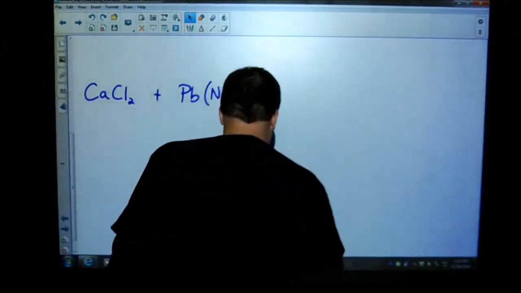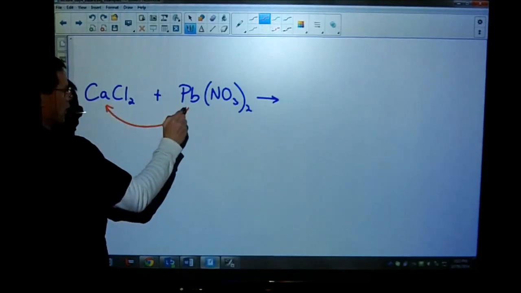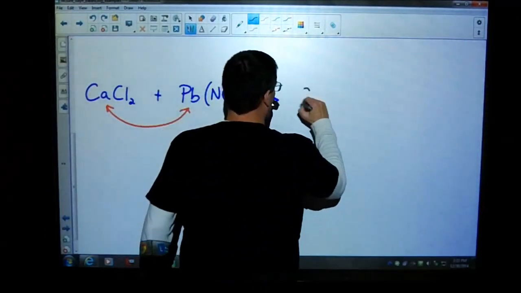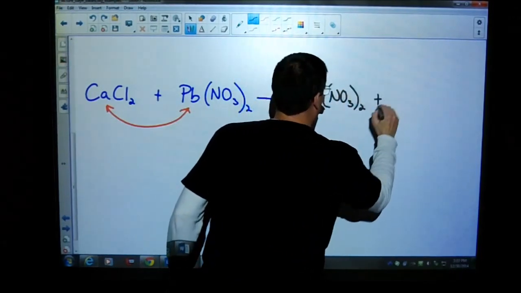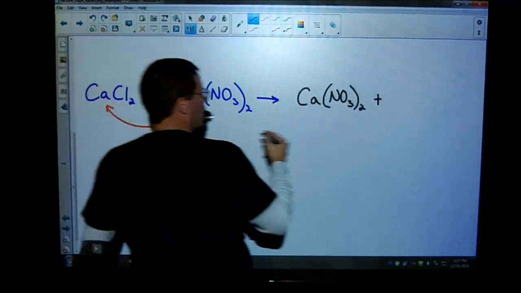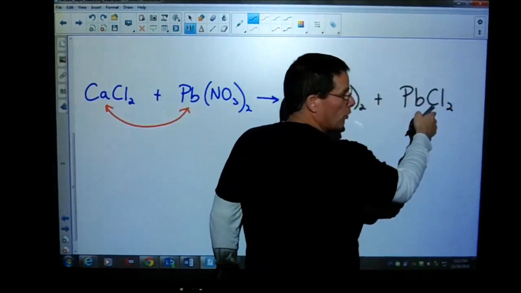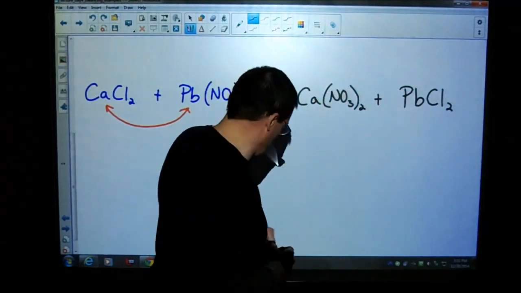So again, let's write our products. What's going to happen is the lead and the calcium are going to change places. So on the product side, we'll have calcium nitrate, and the reason why there's two is because calcium has a +2 charge, and lead chloride. And again, the reason why there's two chlorines is because lead has a +2. So these both have +2 charges.